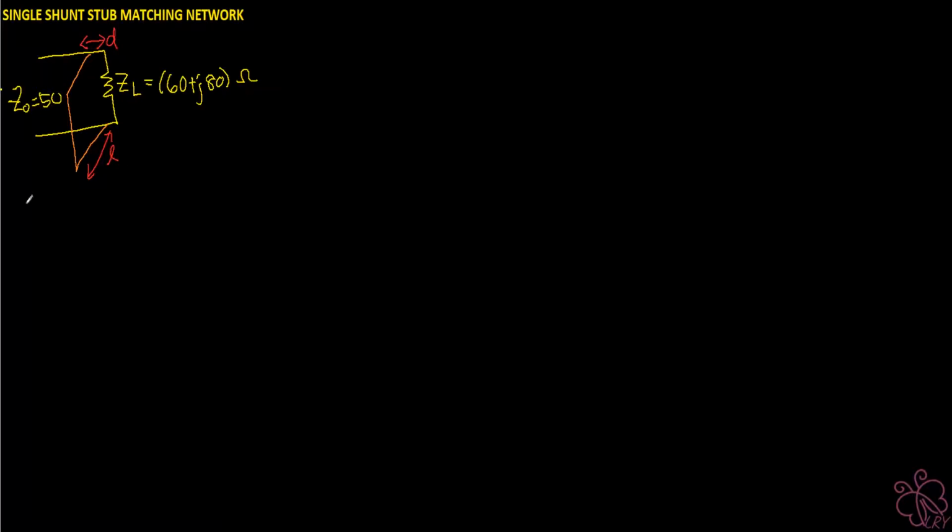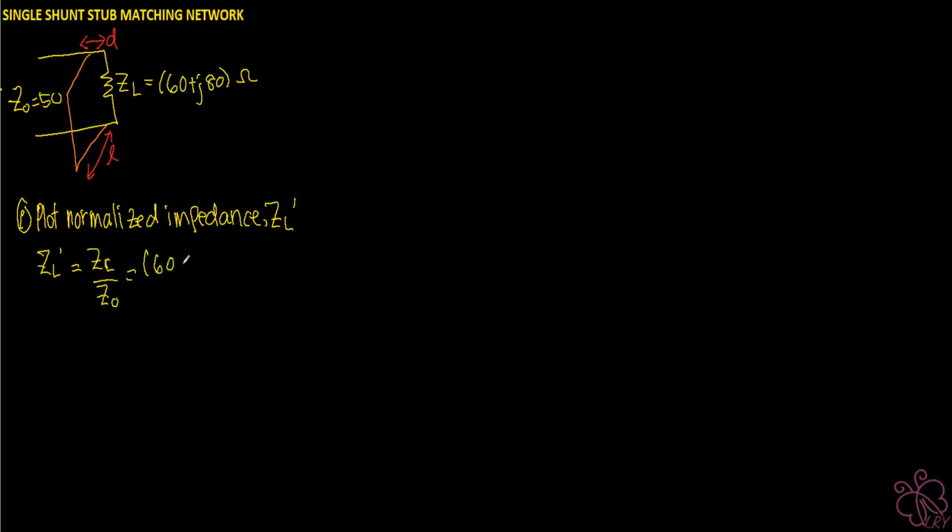Okay, so the first step that you need to do is plot the normalized impedance. That is our ZL prime. ZL prime is equal to ZL divided by Z0. ZL is 60 plus j80, divided by 50, and you will get 1.2 plus j1.6. So we're going to plot 1.2 plus j1.6 on our Smith chart.